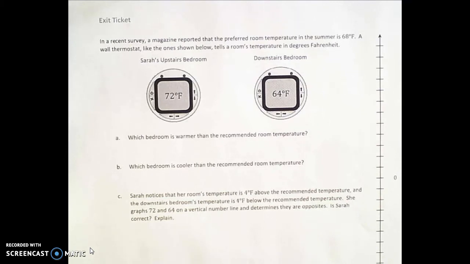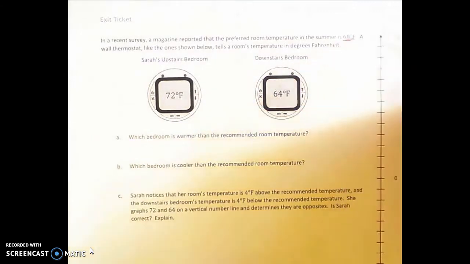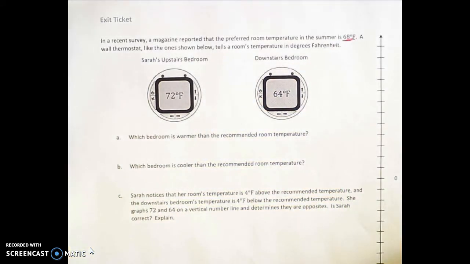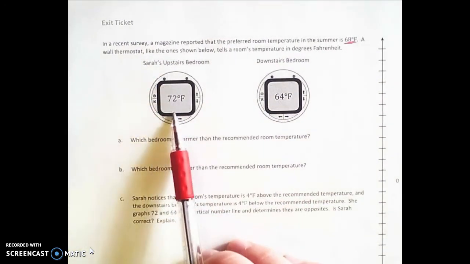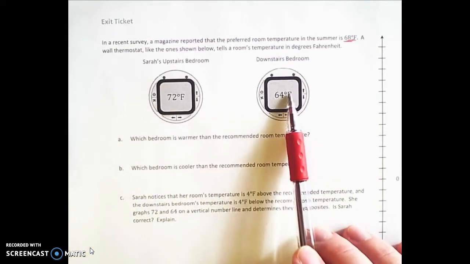So if we take a look at this situation, in a recent survey, a magazine reported that the preferred room temperature in the summer is 68 degrees Fahrenheit. So I'm going to underline that. A wall thermostat, like the ones shown below, tells a room's temperature in degrees Fahrenheit. So we can see the temperature in Sarah's upstairs bedroom and her downstairs bedroom.